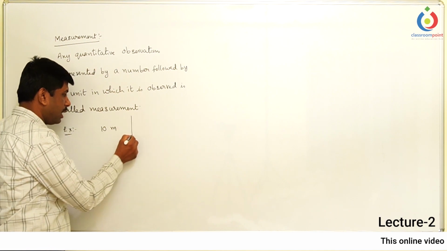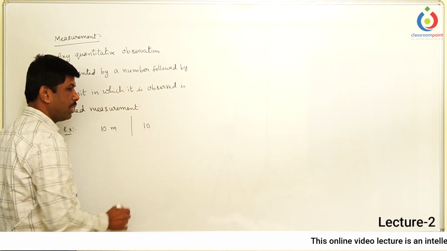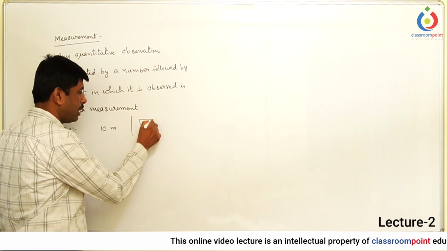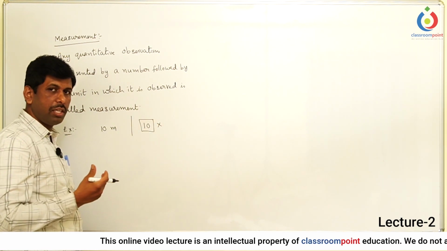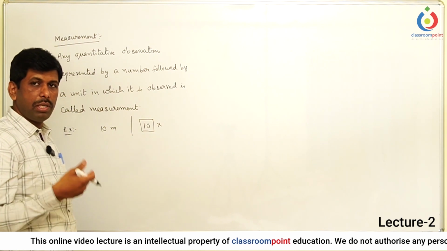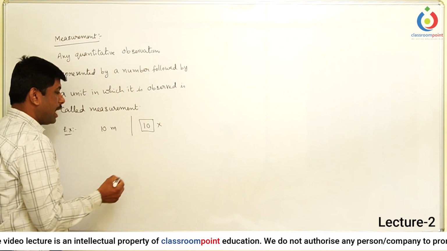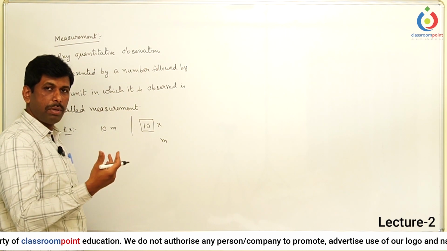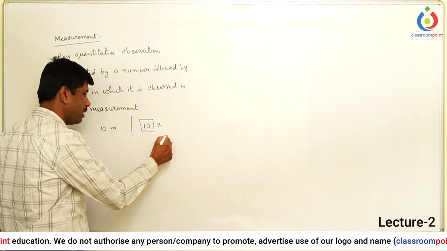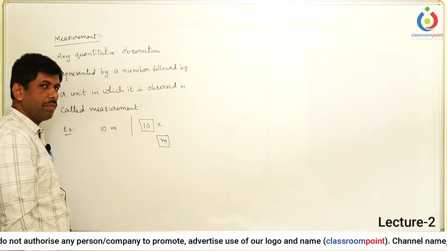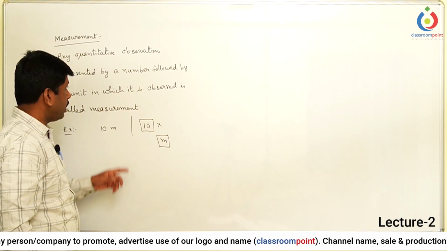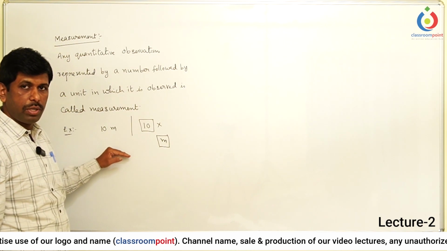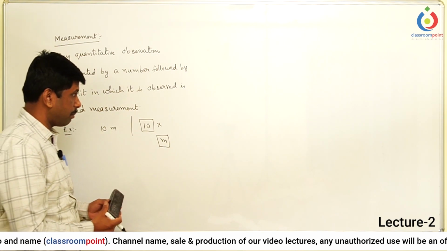Simply if we say the length of the room is only 10, it is not called a measurement because it does not include any unit, so automatically we get the doubt whether it is meters, kilometers or centimeters. And if we say only m without any number, then also we get the doubt how many meters the length of the room is. That's why a measurement must include a number followed by a unit. That is called a measurement.